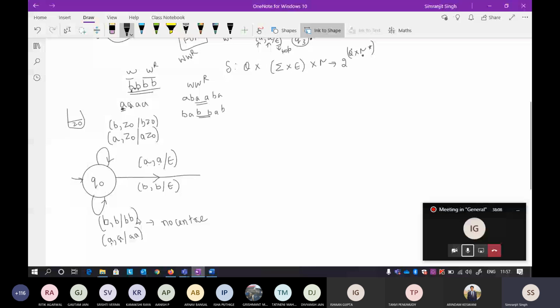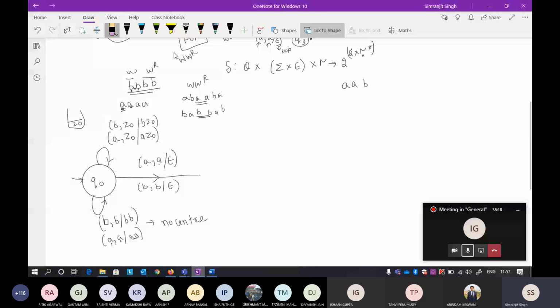So there are two possibilities. Whenever there is a repetition of the symbols, either the center is reached or it is not. So first of all, you will do it like this.